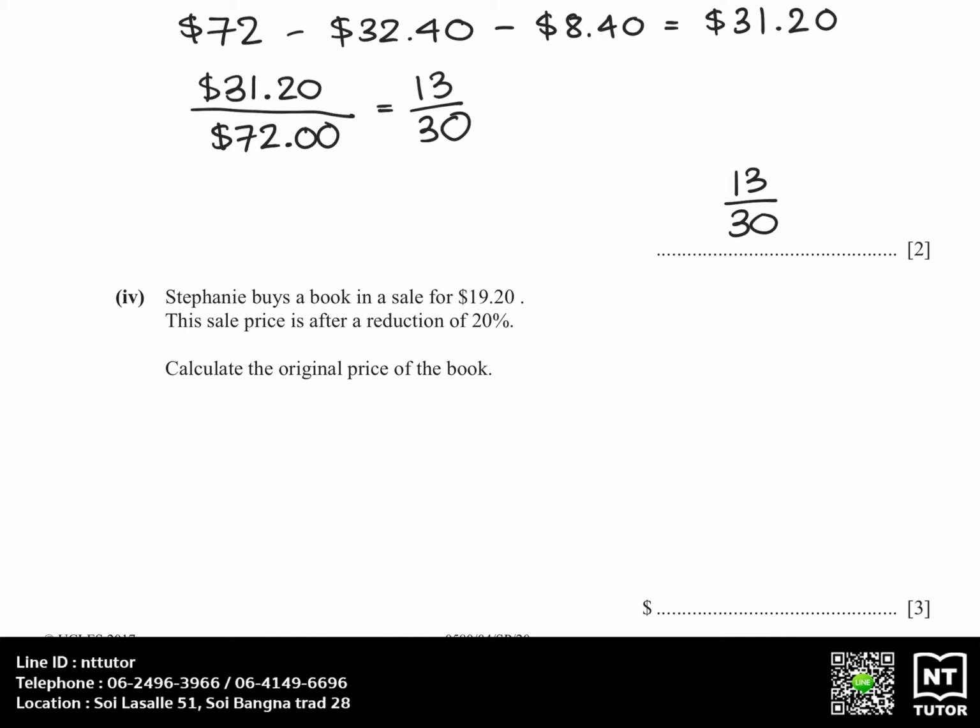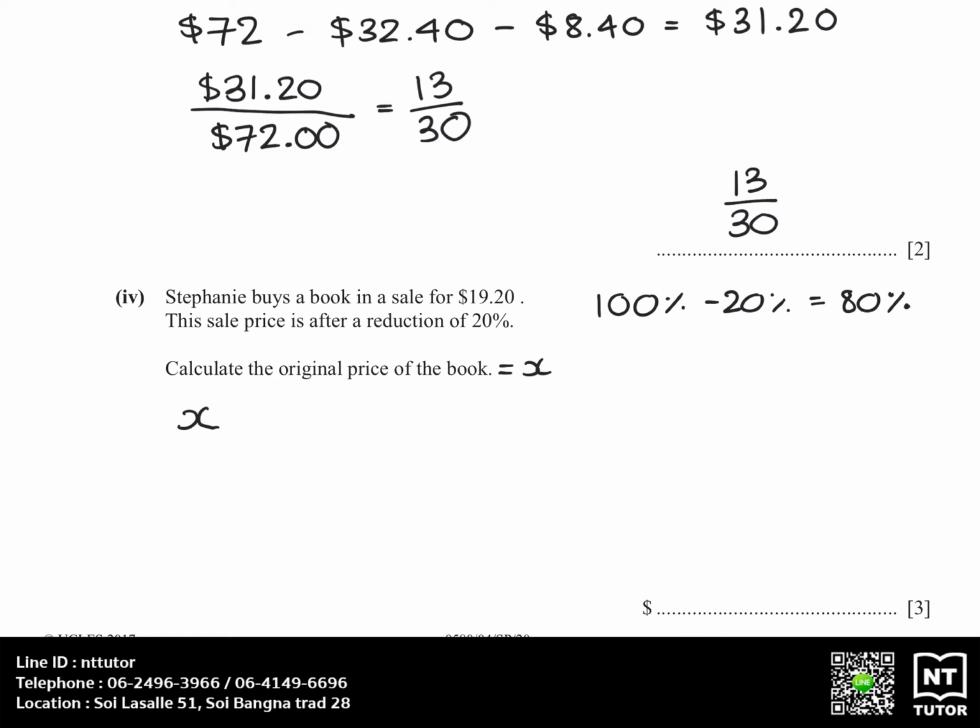Part 4. Stephanie buys a book in a sale for $19.20. This sale price is after a reduction of 20%. Calculate the original price of the book. If we let the original price of the book equal X, we start with the original price of X, we decrease it by 20%, and that should give 19.20. Decreasing by 20% is the same as finding 80%, because if we started with 100 and we take away 20, we should be left with 80%.